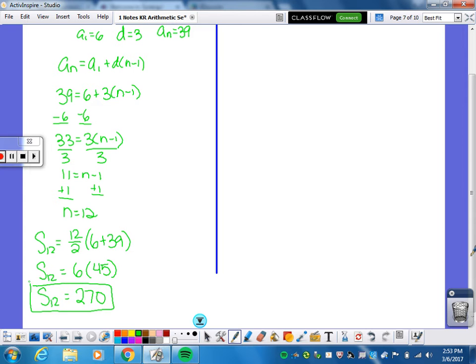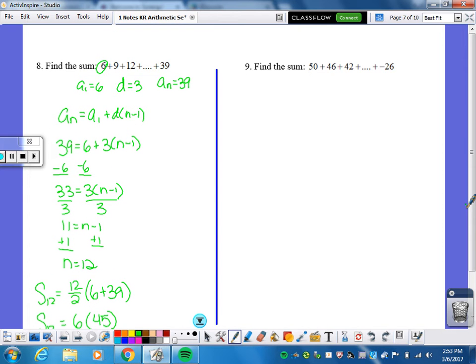Now let's move on to the next problem. Find the sum of 50 plus 46 plus 42 plus so on until negative 26. Just as before, we have to figure out what term negative 26 is. We can see that A1 is 50. This is consistently going down by 4, so D is equal to negative 4. And our A sub n is going to be equal to negative 26.